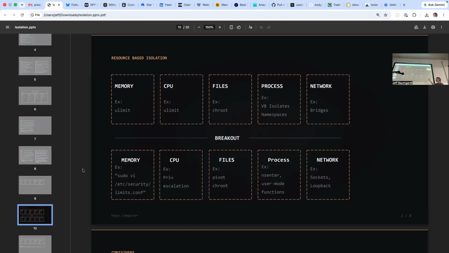And then networks. A bridge network is also imperfect. You can take advantage of the loopback, which is localhost networking on a host system, to get around a bridge network. You can also access sockets directly. A Unix socket is just a file that sits in the directory. So if you have access to the file system, you can figure out how to connect via socket immediately. So resource-based isolation is pretty good. There are definite boundaries for each type of isolation, however.